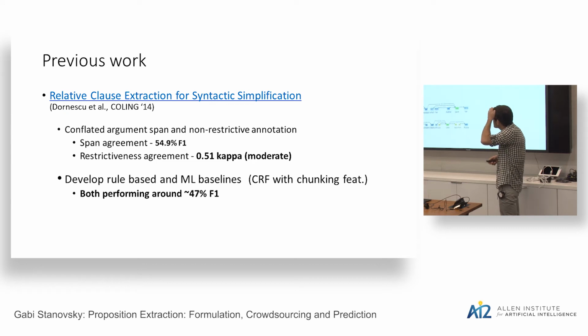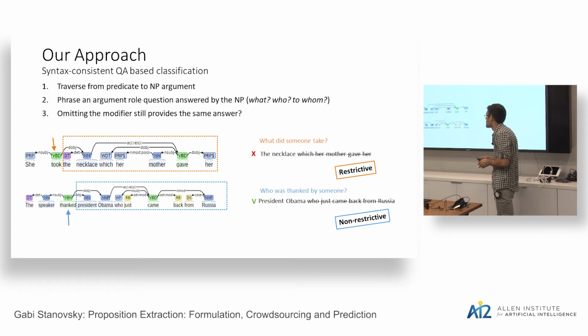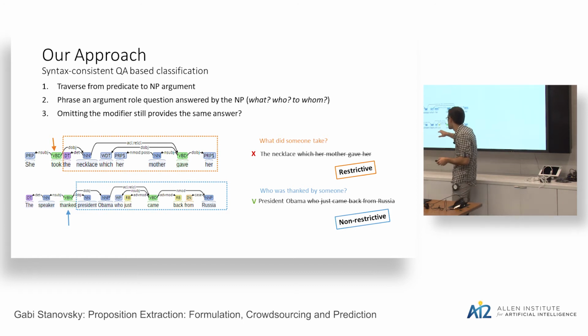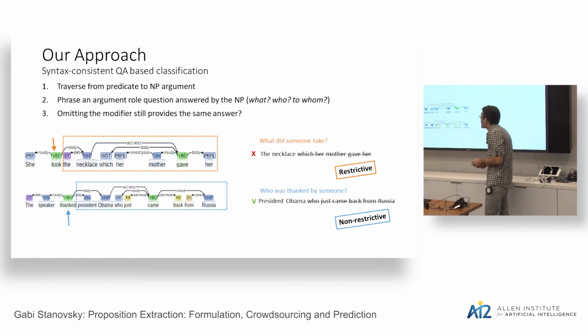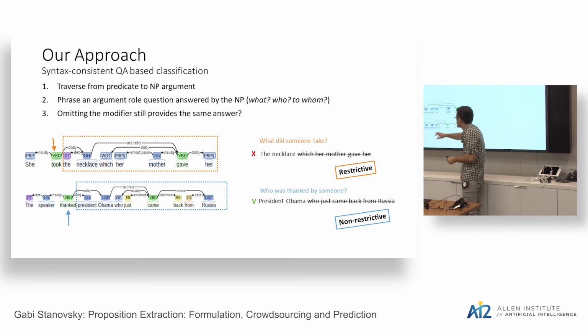So I think the trick here would be to present question and answers to non-trained annotators and gain some non-restrictive annotation from that. So here we have the syntax tree of the 2 sentences that we discussed before. She took the necklace that her mother gave her, and the speaker thanked President Obama, who just came back from Russia. And the way we do this, we start from a predicate, from a verbal predicate, and we move to an NP modifier. So from the predicate, we move to this modifier. We can identify that in a straightforward way from the syntactic tree, from gold syntactic parsers.